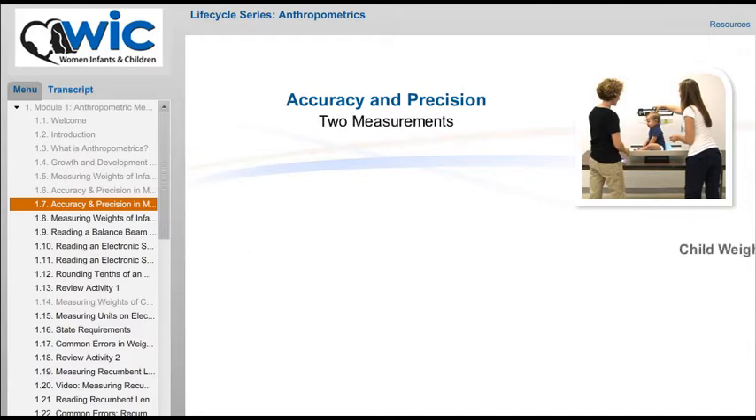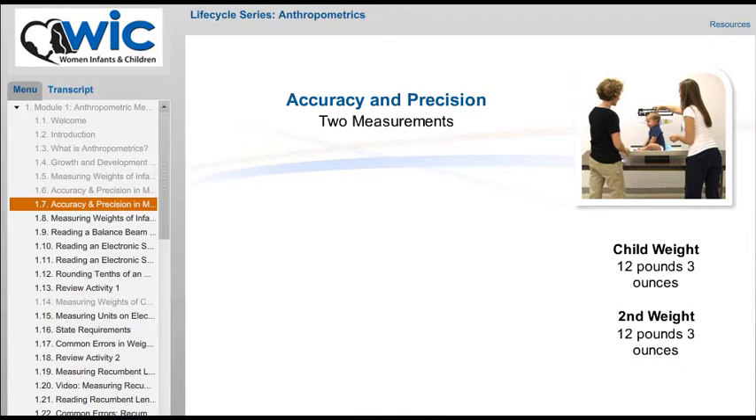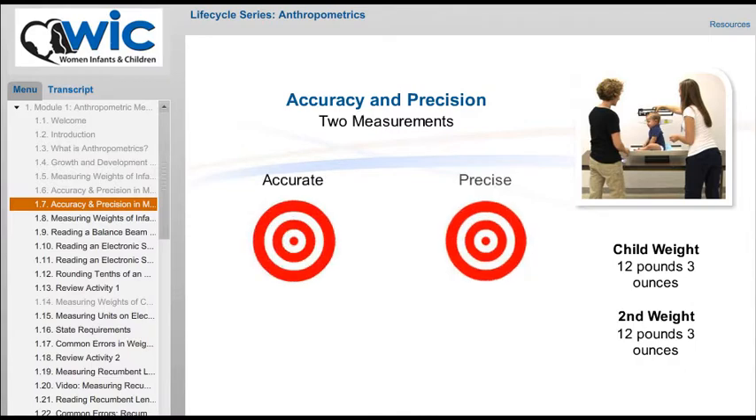Let's say you took the weight of a child to be 12 pounds 3 ounces, and you reweighed and got 12 pounds 3 ounces again. Would you be accurate or precise? Yeah, precise. See, precision has to do with your ability to get the same result over and over. So what about accuracy? Do you think that 12 pounds 3 ounces would be accurate?